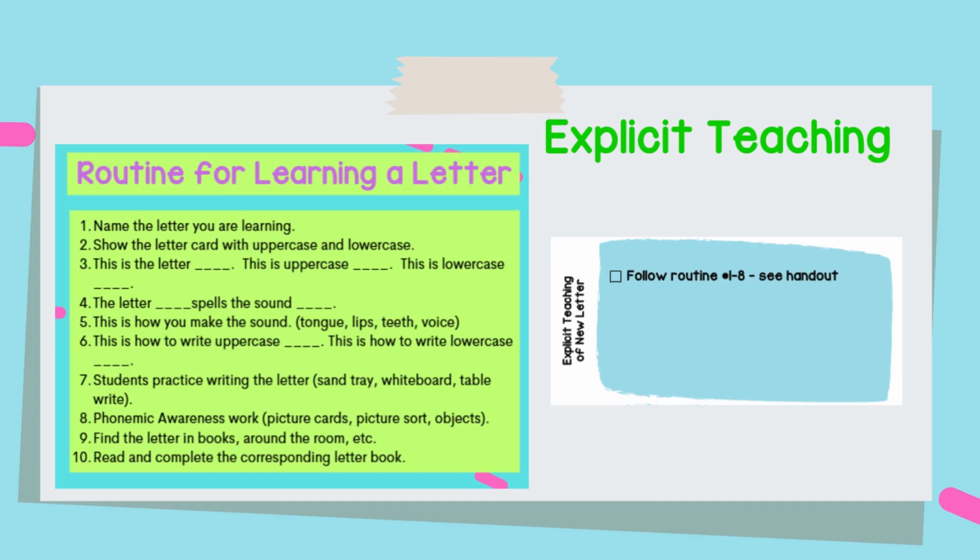You're going to possibly pull out mirrors. You're going to show them the sound wall card with the mouth picture, and you're going to make sure all the kids are saying that sound properly with their tongue, lips, teeth, and voice in the proper position. And then in number 6, you're going to show them how to write the uppercase version of the letter and the lowercase version of the letter.